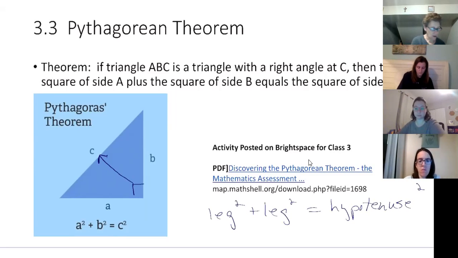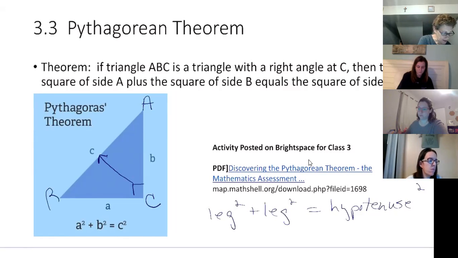The traditional letters are here. And what I'm going to tell you is that the C, the little c is a side. It's across from the big C, which is an angle. The little a is a side. It's across from the big A, which is an angle. And the little b is a side, and it's across from the big B, which is an angle.